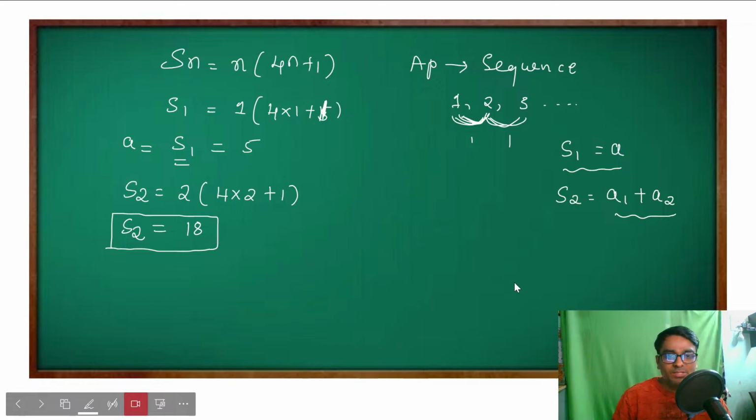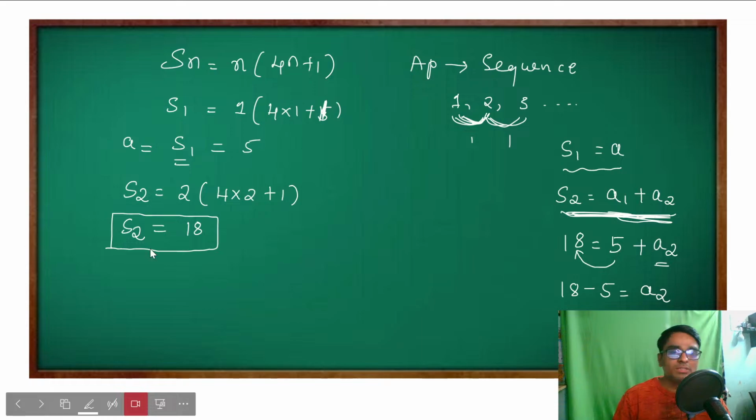What do you mean by S2 is 18? You have to take help of this and find the second term. If S2 is 18 and A1 you know is 5, what is your second term, A2? Shift the 5 here. So we will get 18 minus 5, which is equal to A2. That is 13. A2 is equal to 13.